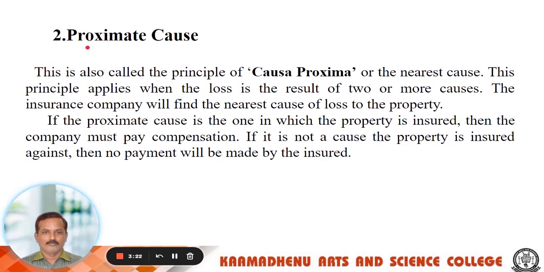Then the second principle, proximate cause. This is also called the principle of causa proxima, or the nearest cause. How this principle applies: when the loss is the result of two or more causes, the insurance company will find the nearest cause of loss to the property. If the proximate cause is one against which the property is insured, then the company must pay the compensation. If it is not a cause the property is insured against, then no payment will be made by the insurer.